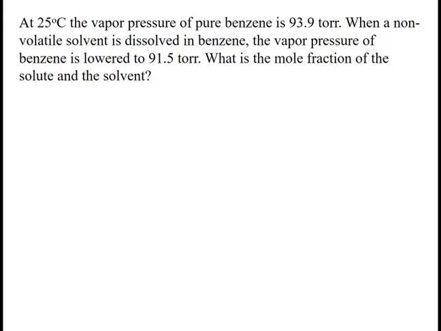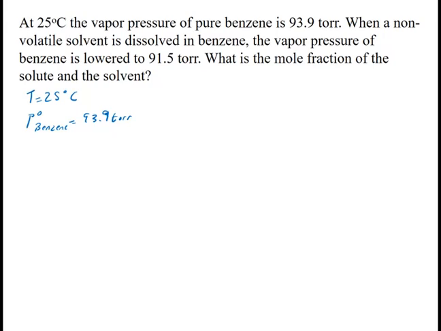This is the second video for vapor pressure lowering. In this problem, we have a temperature of 25 degrees. I think I forgot to say in the last video, they have to give you a temperature because of course vapor pressure is temperature dependent. So I have a vapor pressure of pure benzene, so the P0 of benzene is 93.9, and torr is just another unit of pressure.